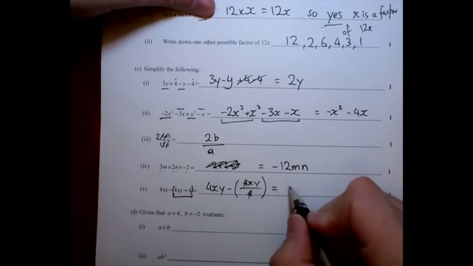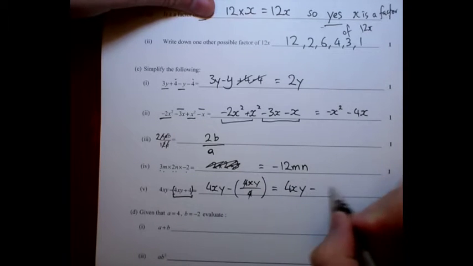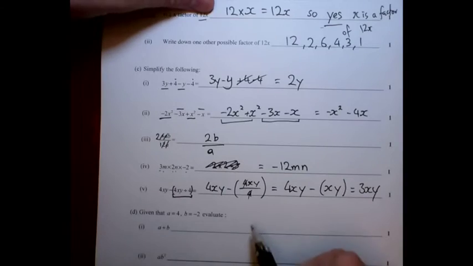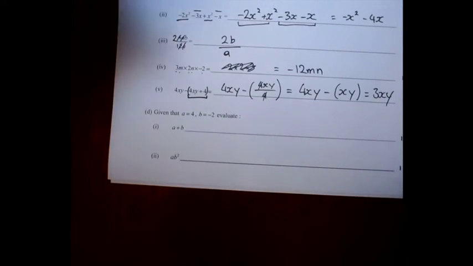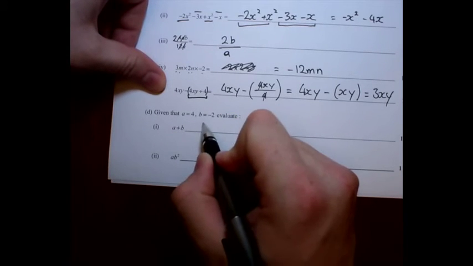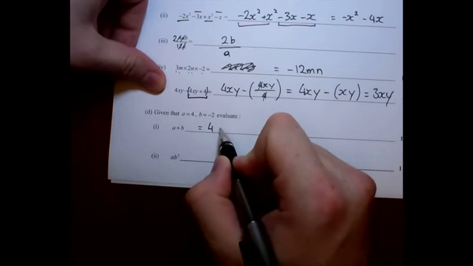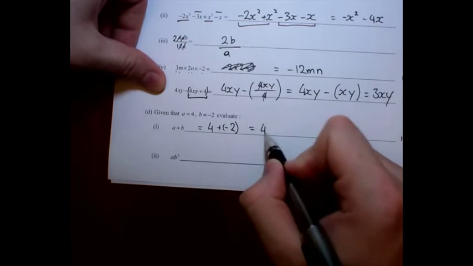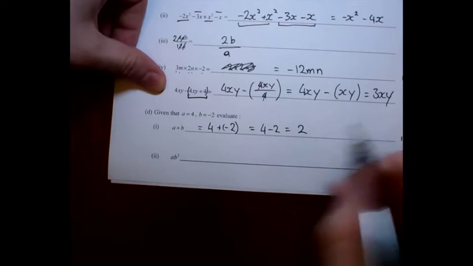And so our whole answer has become 4xy minus just xy, which is just 1xy. And so we're left with 3xy. Okay, substitution. Given that a equals 4, b equals minus 2, evaluate the following. So a plus b: a equals 4, b equals minus 2, so plus minus 2, same as 4 minus 2, which equals 2.